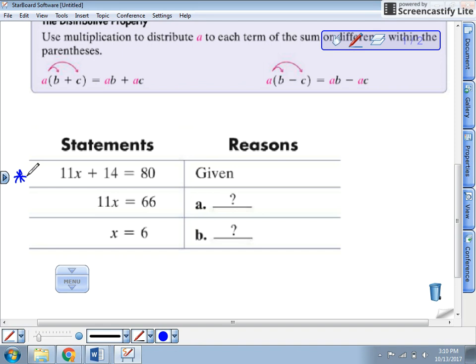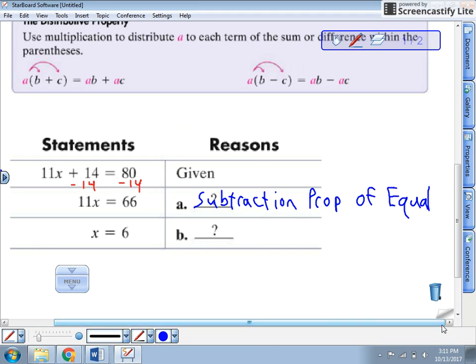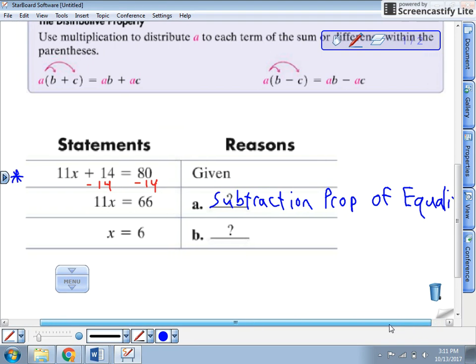So how do we get from 11x plus 14 equals 80 to just 11x equals 66? Well, you can tell, what did they do? There's no more plus 14. Well, they subtracted 14 from each side. So which property do we use? Well, we're going to write over here, subtraction property. And I'll just put PROP. And then sometimes they're going to add of equality. That'll be one of the choices when you are doing the MyMathLab.